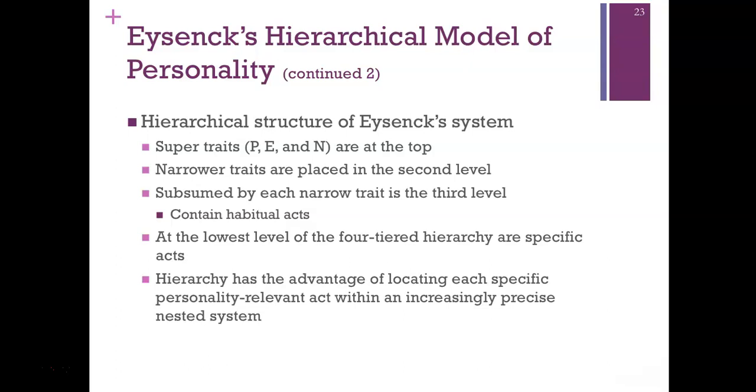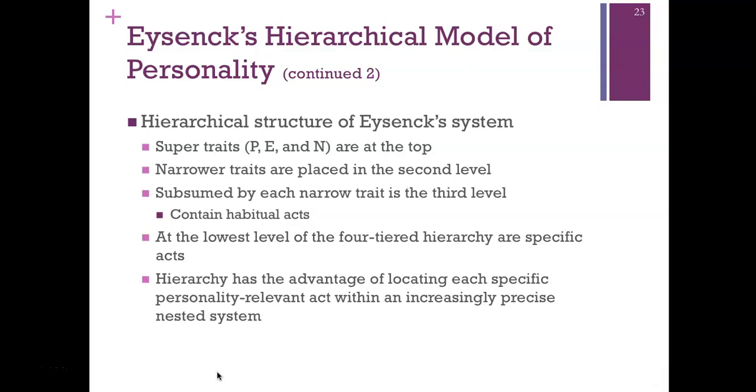Okay, so let's take a look a little bit at this hierarchical structure. And I'm going to try to speed it up a little bit because I know my lectures are long. So when we take a look at the hierarchical structure of Eysenck's system, these super traits of psychoticism, extroversion and neuroticism are at the top. And then we have narrower traits placed in the second level, and then each narrow trait has a third level. And these tend to contain habitual types of acts, so habits or behaviors that are associated with these second level traits. At the lowest level of this 4-tier hierarchy are actual specific behaviors, or specific acts, rather.